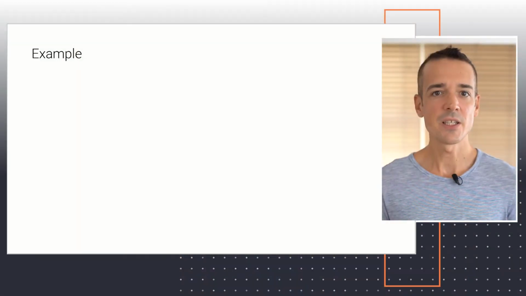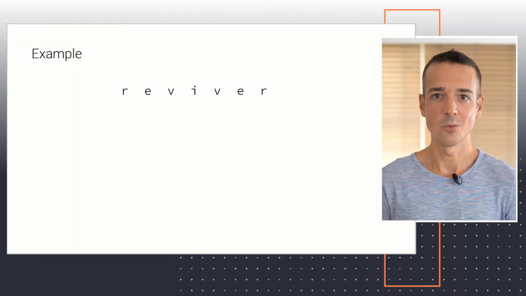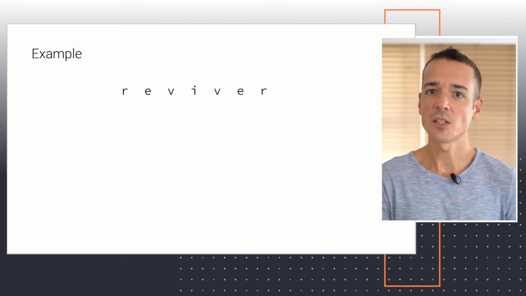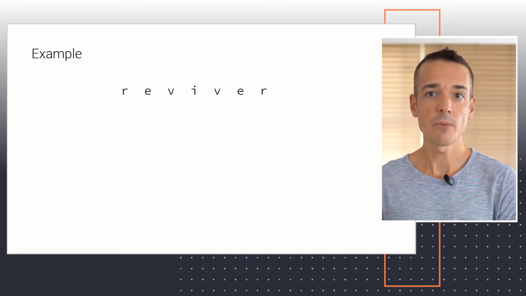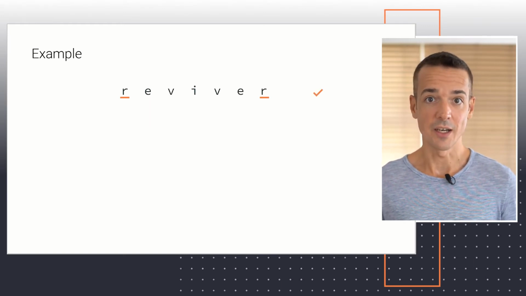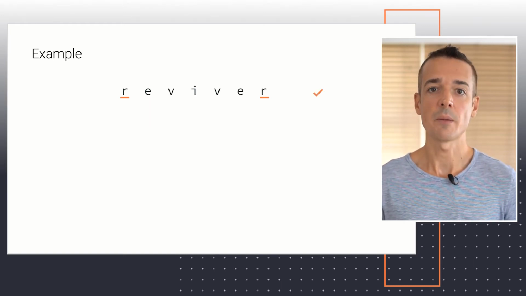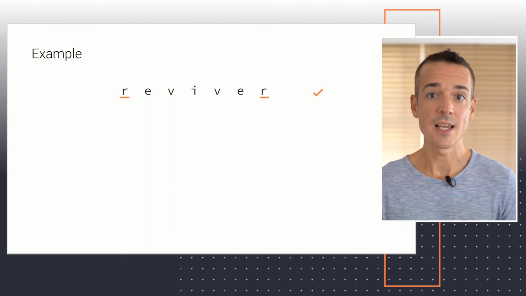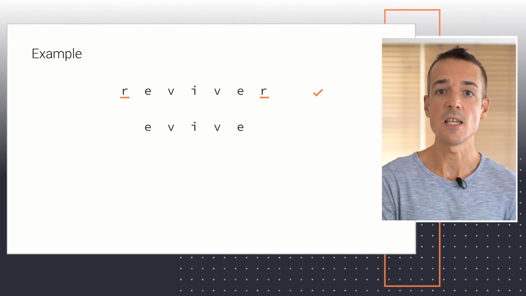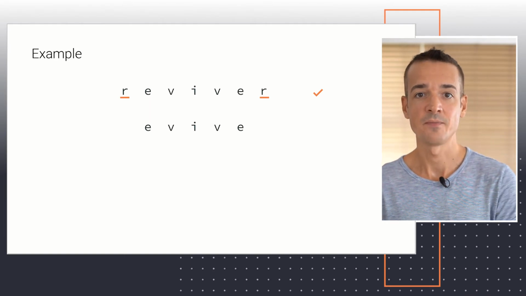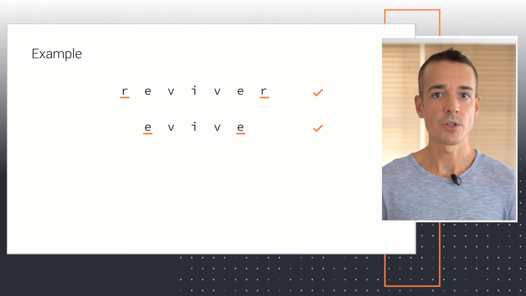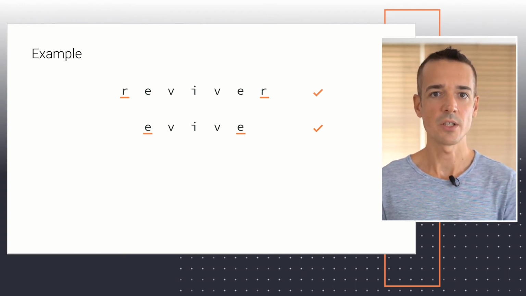Let's look at an example of how we could use this definition to determine whether a given string is a palindrome. Consider the string reviver, which we can see at plain sight is a palindrome. Since it's a string of length greater than 1, we start by comparing the first and last characters. They're equal, which is a good sign, so we continue checking whether the substring composed of all characters except for those two is a palindrome. That would be the string EVIVE. Again, we compare the first and last characters. They're equal, so we're still good, and we continue with the internal substring.